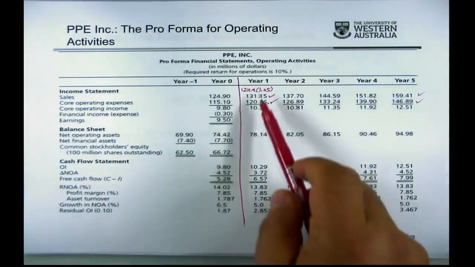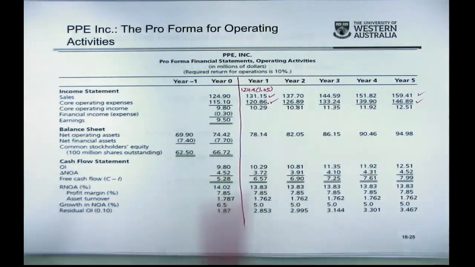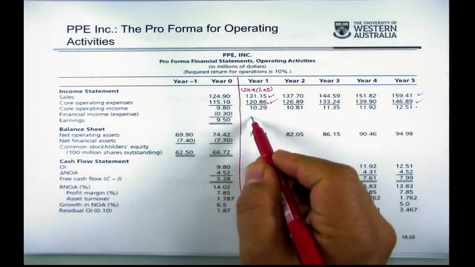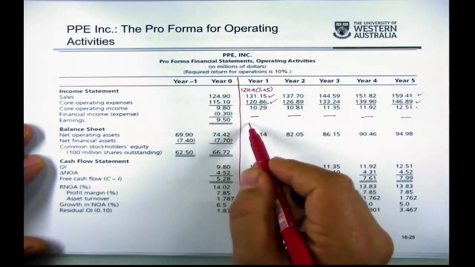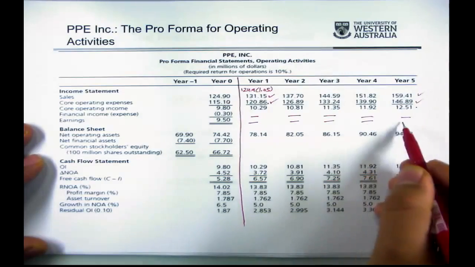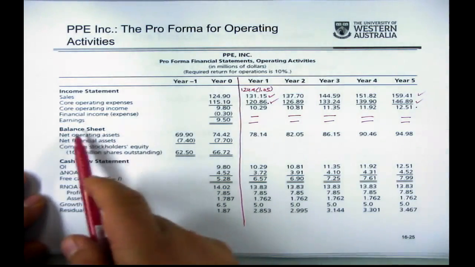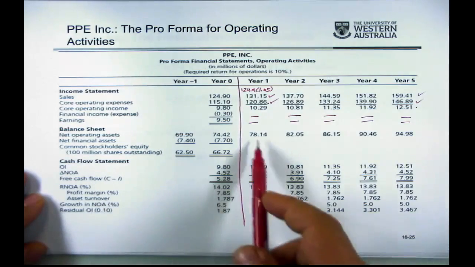The difference between sales and operating expenses gives us the core operating income. Note that we do not have a forecast for the net financial expense or income, and we do not have a forecast for earnings of the firm. But remember, when we discussed the residual operating income model last week and the week before, we said that to value the FAM according to this model, we do not need to forecast the net financial expense and earnings. We just need a forecast for the operating income and net operating assets, right?